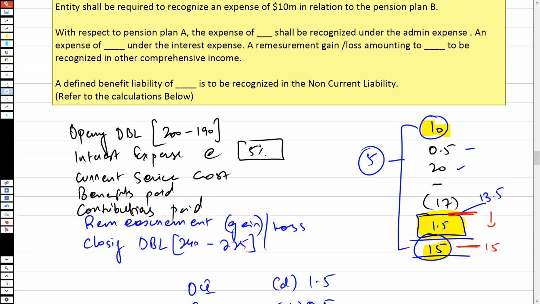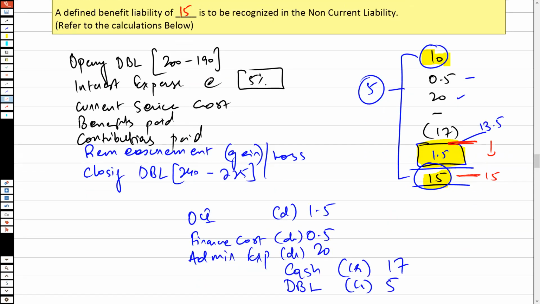So you've got to say the expense of 20 shall be recognized under admin expense. An expense of 0.5 shall be recognized under the interest expense. A remeasurement loss amounting to 1.5 to be recognized as other comprehensive income. A defined benefit liability of 15 is to be recognized under the non-current liability.